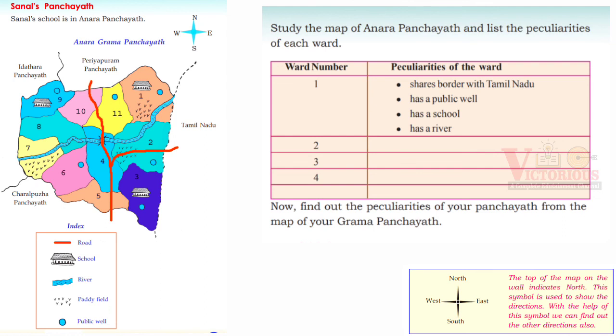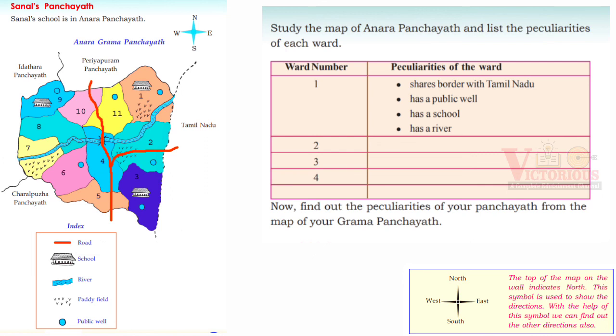Very good. Then what about ward number 5? Yeah, has a road, shares border with wards 6, 4 and 3. Very good. Then what about ward number 6? Yes, shares border with Cheralapuzha panchayat, right? Yes. Then, yeah, has a public well, shares border with wards 5, 4, 7 and 8. Very good. Then what about 7? Yeah, has a river, has paddy cultivation, shares border with Cheralapuzha panchayat, wards 6 and 8. Very good. Then what about 8? Has a river, shares border with wards 4, 6, 7, 9 and 10.